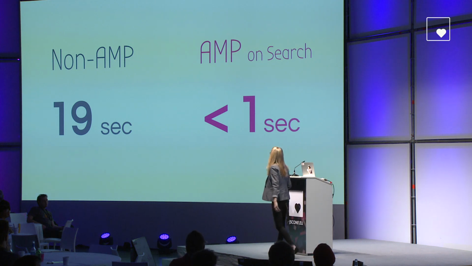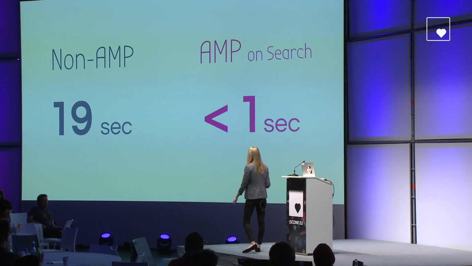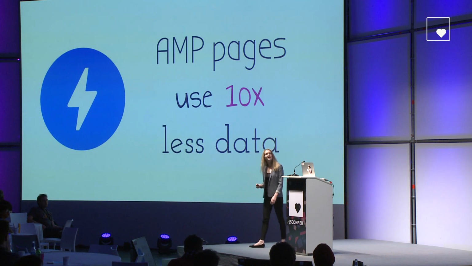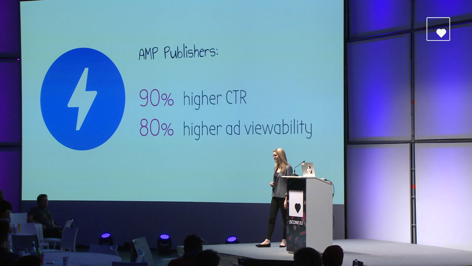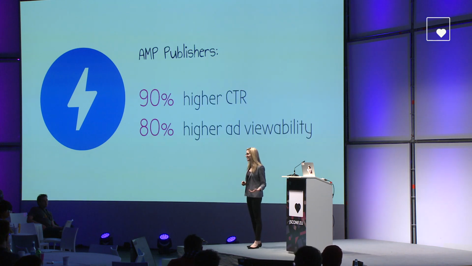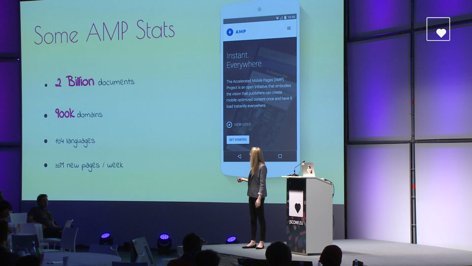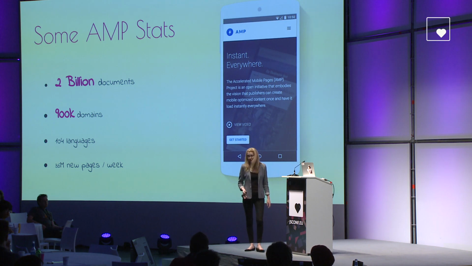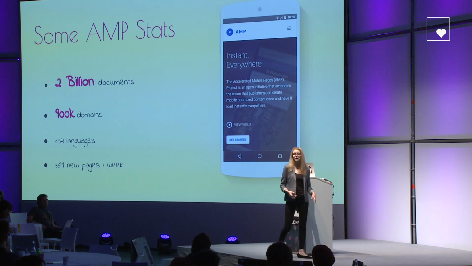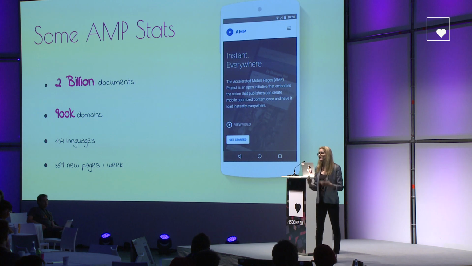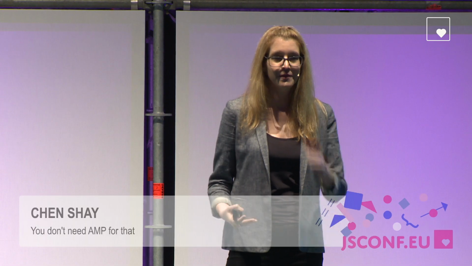So let's see how we're doing. 19 seconds for the average mobile page to load, and less than 1 second for AMP on search. And what does this mean? Well, it translates to 10x less data. Publishers are seeing higher CTR and higher ad viewability. And today, there are about 2 billion AMP documents from about 900,000 different domains. So hopefully, if you apply some of these things, you can see similar benefits as well.